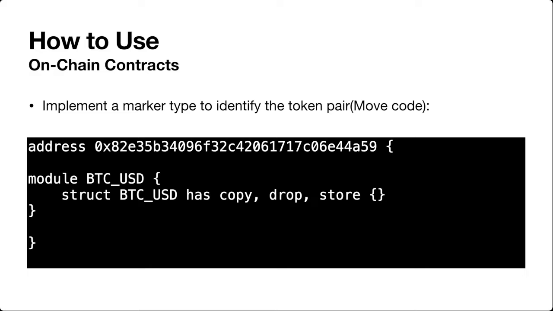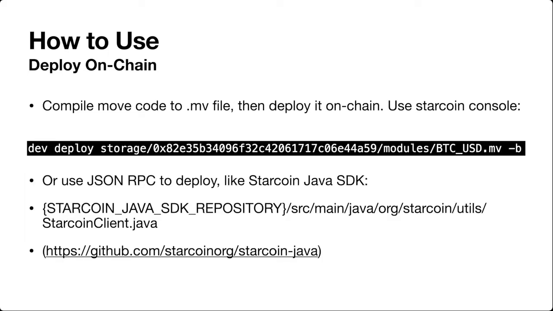This is Move code. The BTC_USD is a very simple struct because it's just a marker type. Then you can compile the Move code to a .mv file and deploy it on chain. You can use the Starcoin console to do this. Of course, you can use JSON RPC to deploy, like a Starcoin Java SDK.